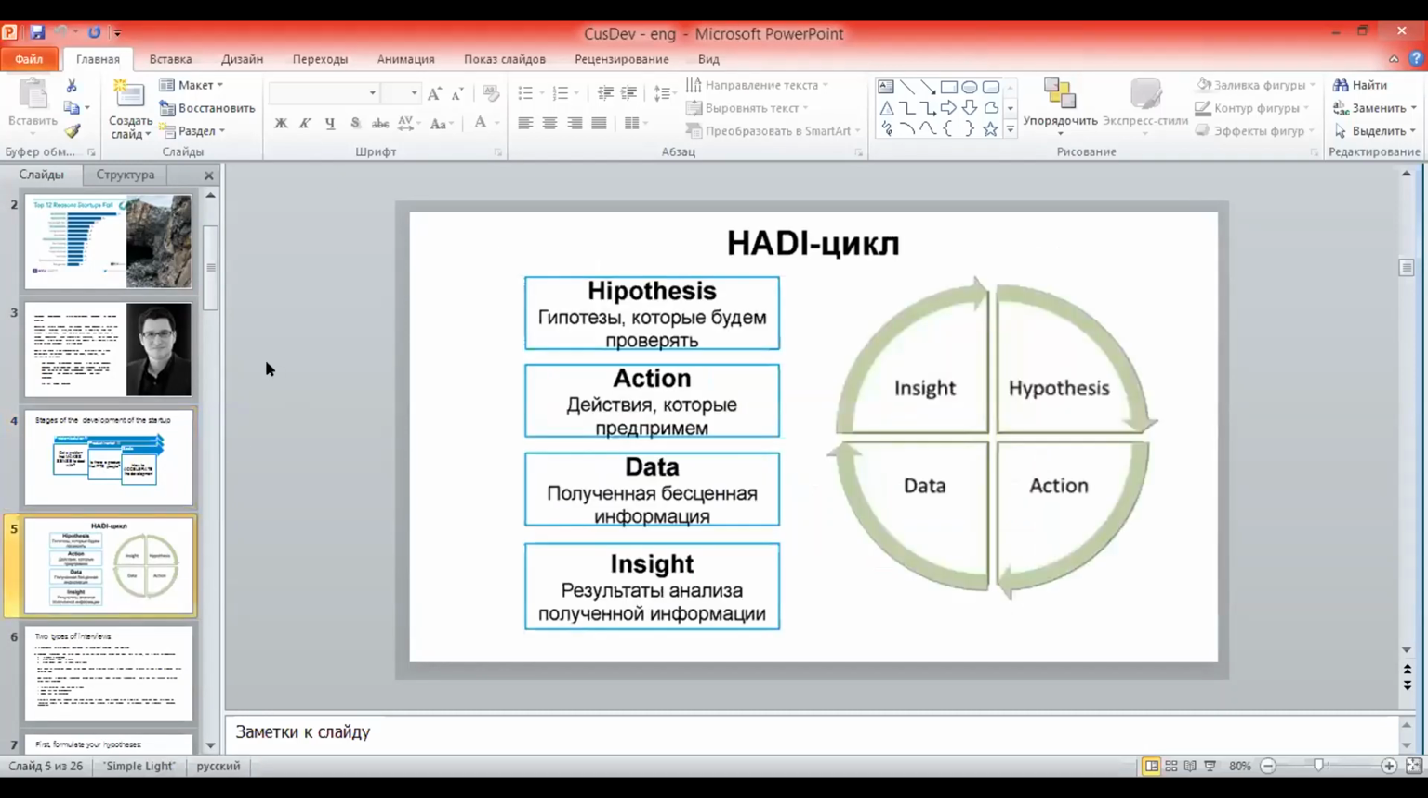We usually use the HADI cycle. It's a standard approach when it comes to science. They usually use it, and that's how it appears in the startup topic.